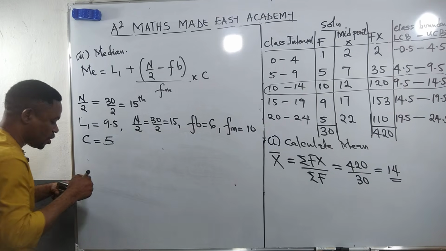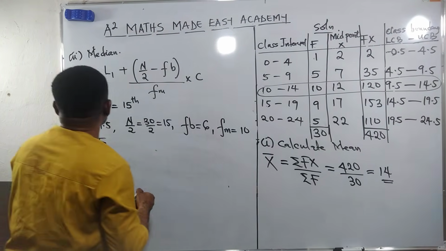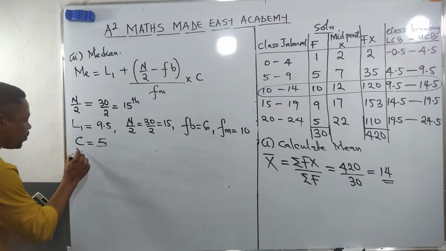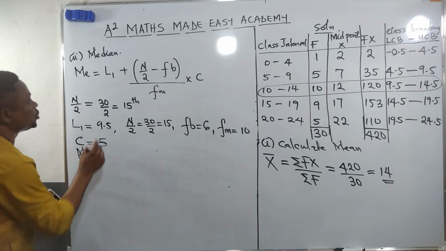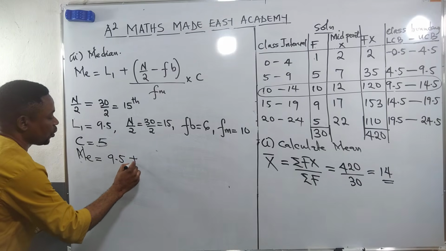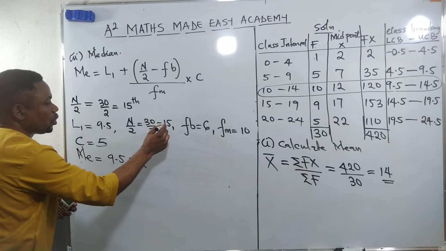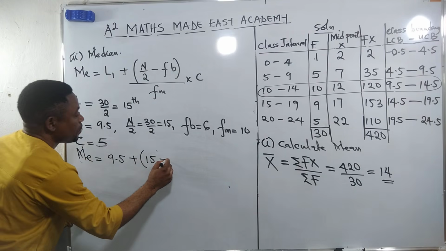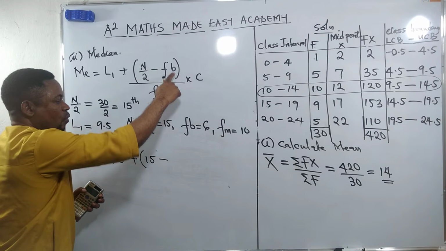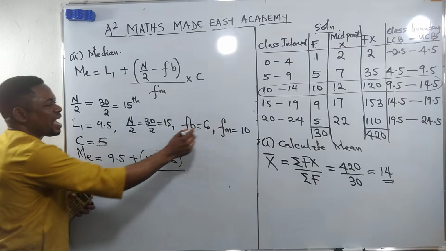Now can you see that what we want to achieve, we are about to achieve it. Let's go to the question. I will now say Median is now equal to. What is L0? It is known. What is it? 9.5 plus open bracket. What is n over 2? It is what? Talk to me. It is 15 minus. What is FB? Wow, FB is what? 6. Close the bracket. All over FM.